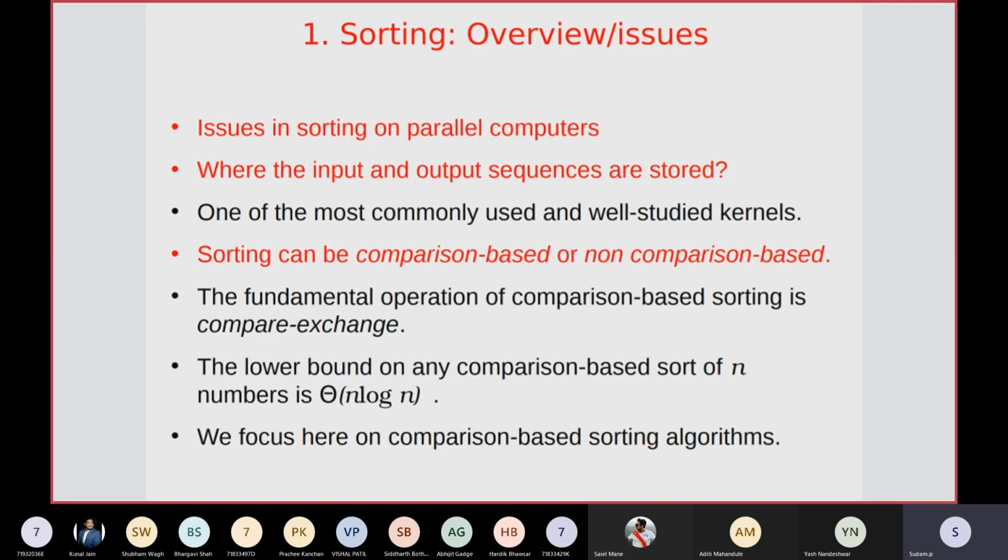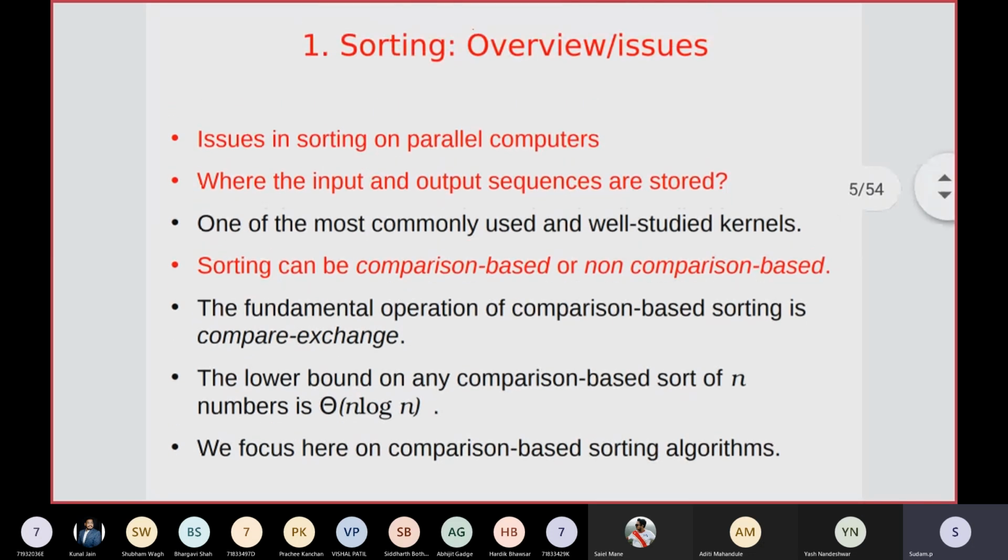So there may be questions from this slide in your Google Sheet also, for filling the attendance. So we focus here on comparison based sorting algorithms only in our syllabus. These are the sorting issues we discussed in the current slide.